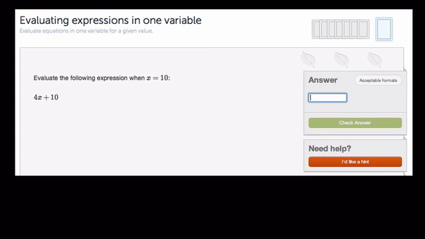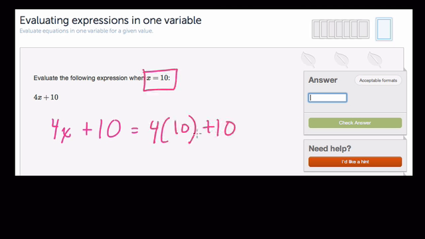Here we're going over how to substitute or plug in values for variables in equations. Here, x equals 10, and we have 4x plus 10. So it's 4x plus 10, and that means what? Well, 4x means 4 times x. In this case, x is 10. So it's 4 times 10, and then we add 10. That's 40 plus 10, or 50, and that's our answer.